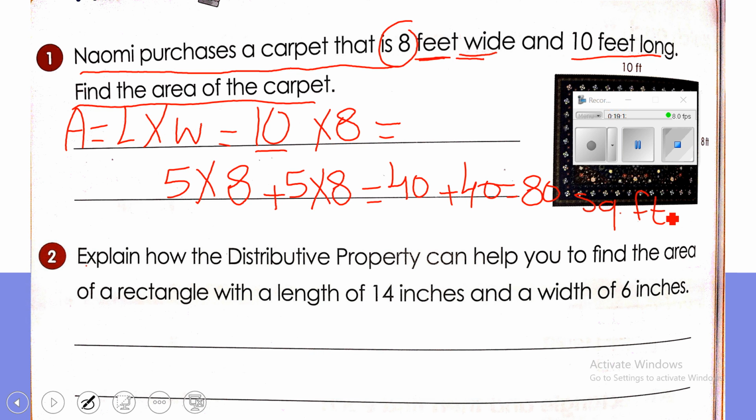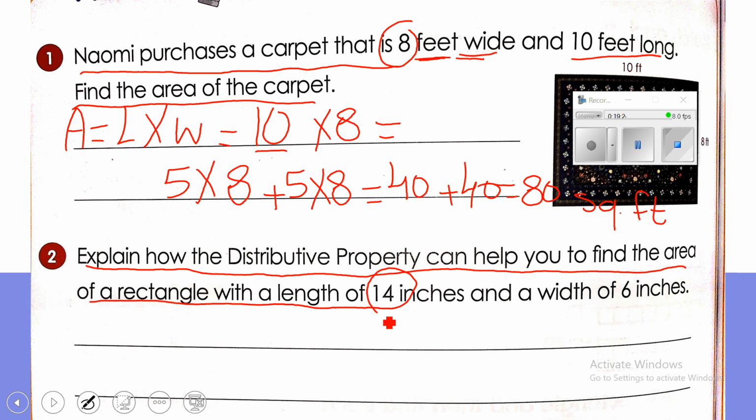Now, number 2. Explain how the distributive property can help you to find the area of a rectangle with a length of 14 inches and a width of 6 inches. Let's start our work. So it's 14 multiplied by 6. I want to find two numbers that equal 14 and are easy to multiply with. Perfect, 10 and 4. So I start with 10 first.